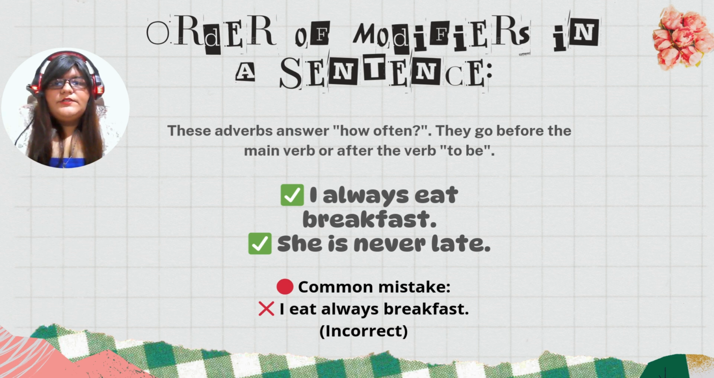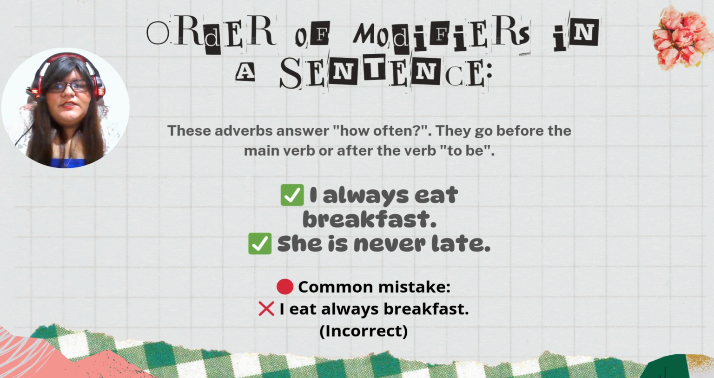Then we have here order of modifiers in a sentence. These adverbs answer how often; they go before the main verb or after the verb to be. For example, I always eat breakfast. If you see here, the adverb is always, in this case, works as a modifier in the sentence. I always eat breakfast. Then we have she's never late. What is the adverb of this sentence? Yeah, never, or modifier, right?